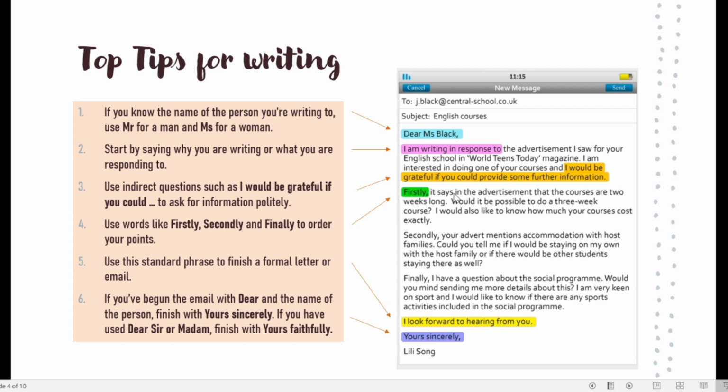So instead of using a direct question like, "Would you, can you give me information? Would you give me some information?" it's better for you to use an indirect question because it is considered more polite.